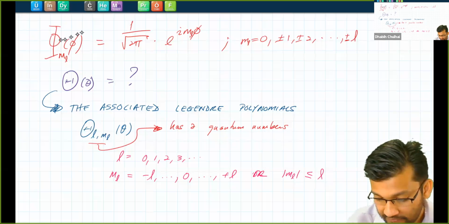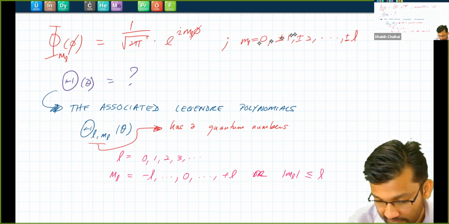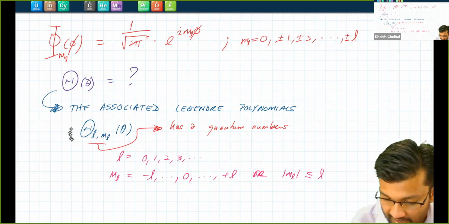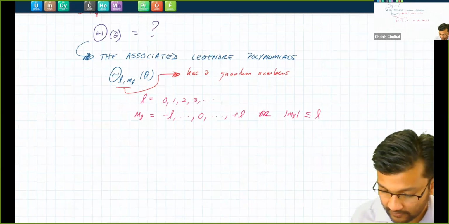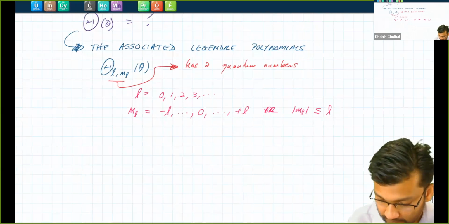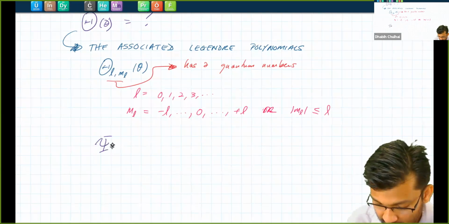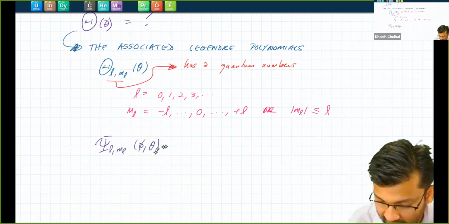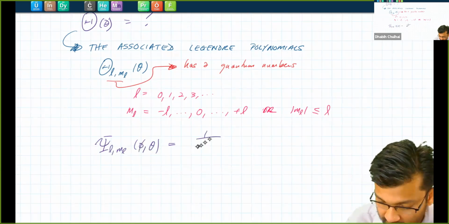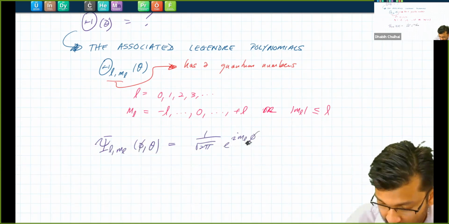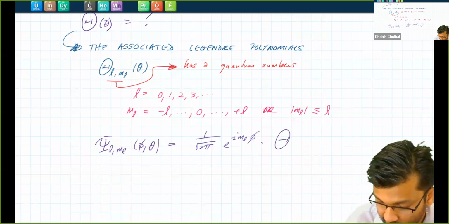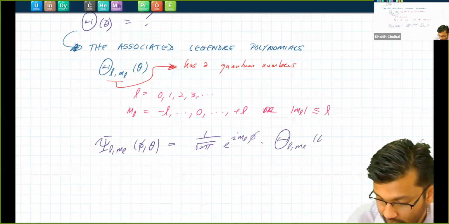So those are the two parts. The wave function has a phi part and a theta part. The phi part is kind of like particle on a ring, except the ML is limited. The theta part has L and ML on it. So the wave function depends on L and ML for theta and phi, and it becomes 1 over the square root of 2 pi times e to the i ML phi times these associated Legendre polynomials.